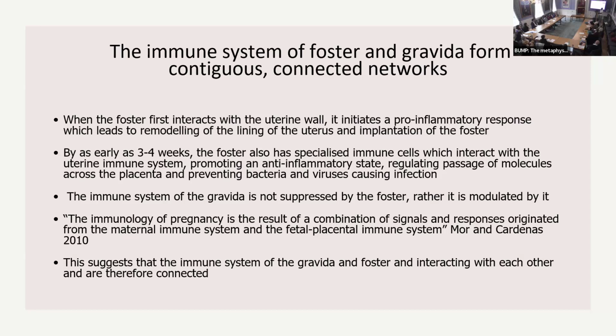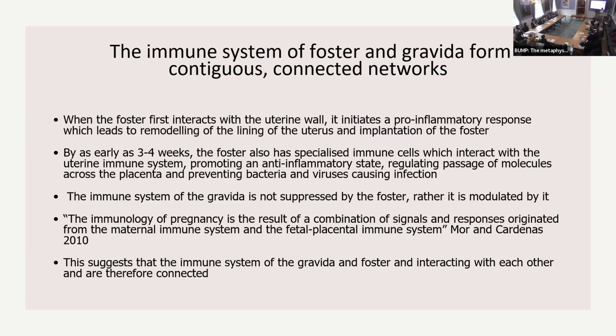But also, as early as 3 to 4 weeks, the foster also has immune cells. These are early, just developing immune cells, but they also interact with the uterine immune system, and they regulate the interactions across the boundary between the placenta and the uterine wall. So they down-regulate or suppress all of these pro-inflammatory mediators to get a more quiescent immune state. And this was traditionally interpreted as the foster suppressing the immune system of the gravida.